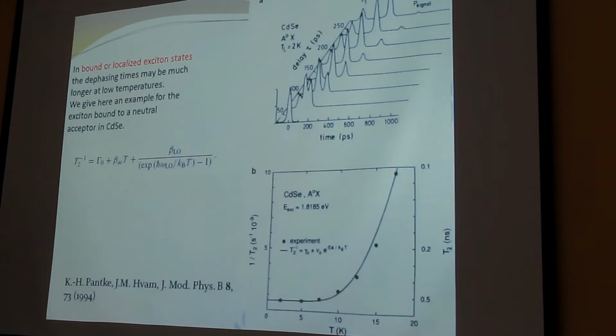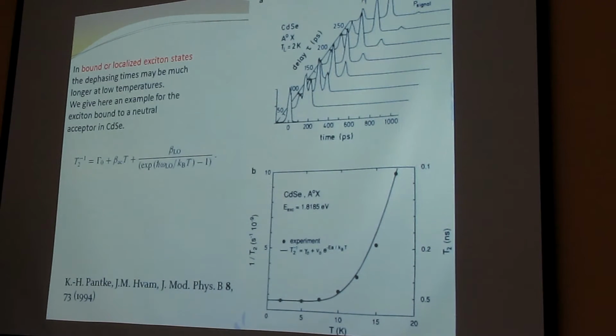These dephasing times are longer simply because the exciton is localized, it's a defect. It cannot move around, it cannot scatter with another localized defect, and so the dephasing time is longer. If you go to higher temperatures, the dephasing time goes down. This is due to scattering with acoustic phonons and with optic phonons.